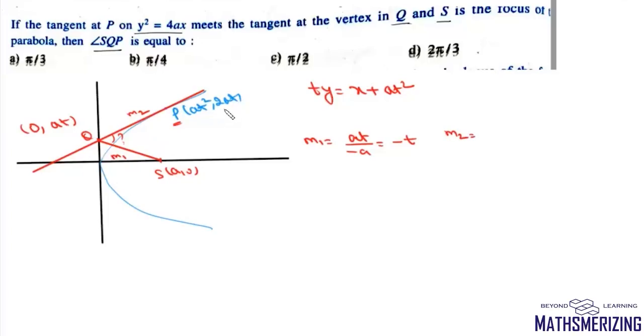So what's m2? m2 is (y2 minus y1) upon (x2 minus x1), so there will be at upon at², so it is 1 upon t. So from here we'll get m1 into m2 equals minus 1. That means these two lines SQ and PQ are perpendicular, so the angle between them is pi by 2.